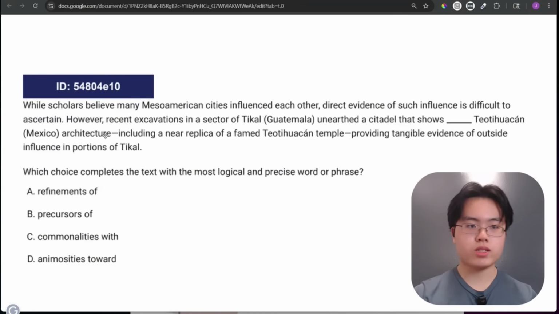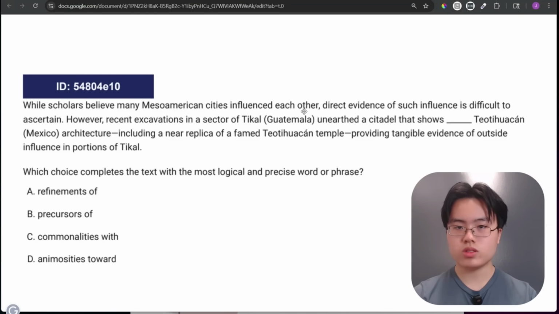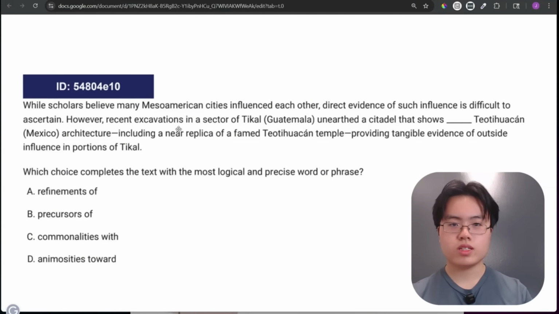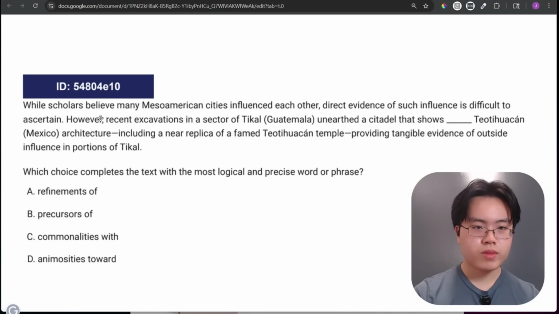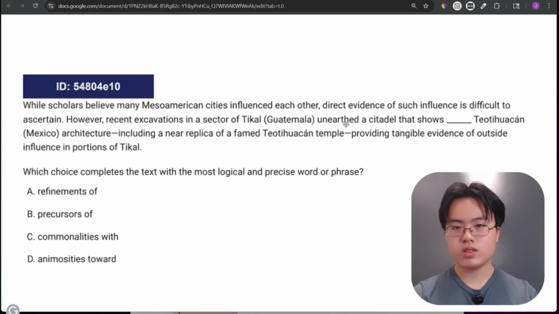So for example, let's look at this passage. While scholars believe many Mesoamerican cities influence each other, so cities influence each other, direct evidence of this influence is difficult to get. So I'm assuming the rest of the passage is going to talk about getting this evidence, at least that just makes sense. However, recent excavations of a sector of this place unearthed a citadel that shows something of architecture. So I'm assuming, because we're trying to prove this influence between cities, right? And this shows influence of this.